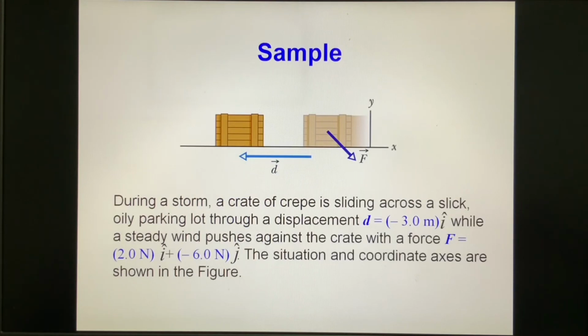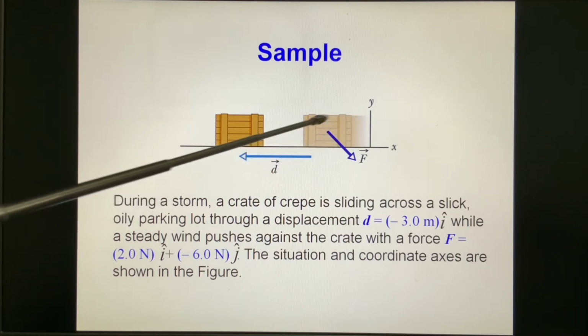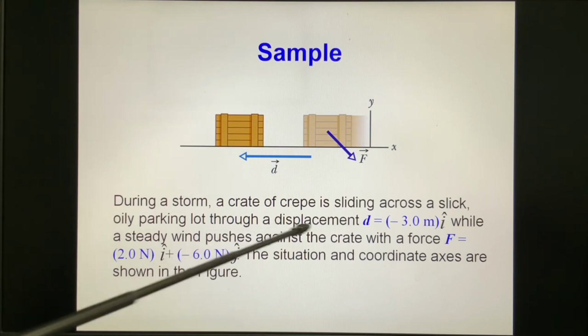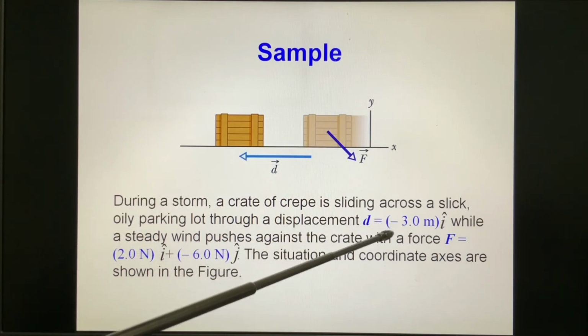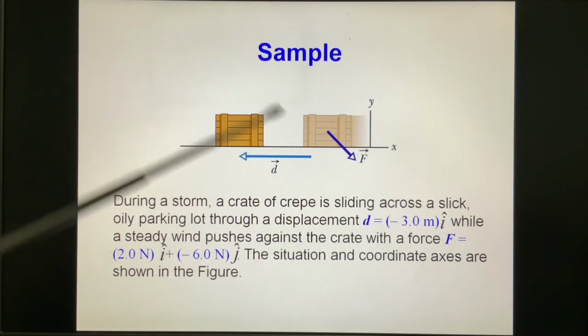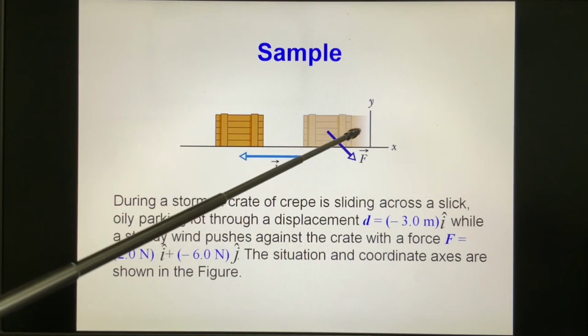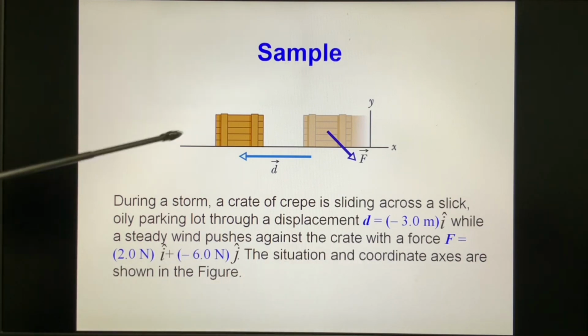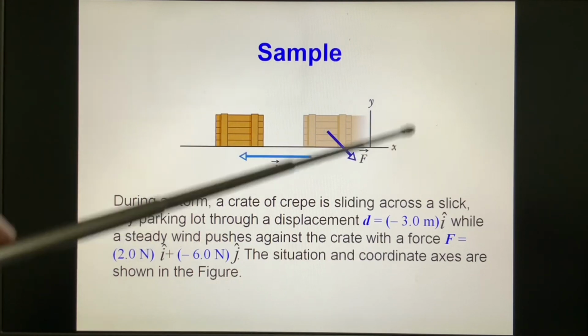Sample problem. During a storm, a crate of cream is sliding across a slick, oily parking lot through a displacement D equals minus 3.0 i meters, while a steady wind pushes against the crate with force F equals 2.0 i minus 6.0 j. The situation and the coordinates are shown in the figure. These are the coordinates.